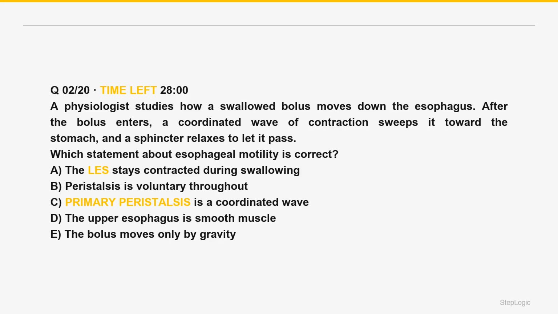Which statement about esophageal motility is correct? A physiologist studies how a swallowed bolus moves down the esophagus. After the bolus enters, a coordinated wave of contraction sweeps it toward the stomach, and a sphincter relaxes to let it pass. Read the command: which statement on esophageal motility is correct? Primary peristalsis, vagal, propels the bolus. The LES relaxes via VIP and NO. Secondary peristalsis clears residue.